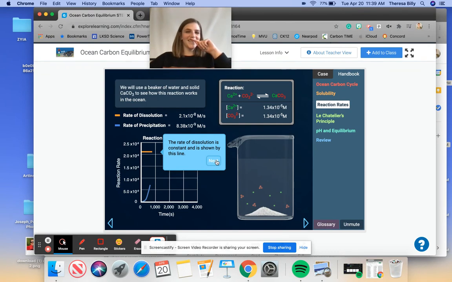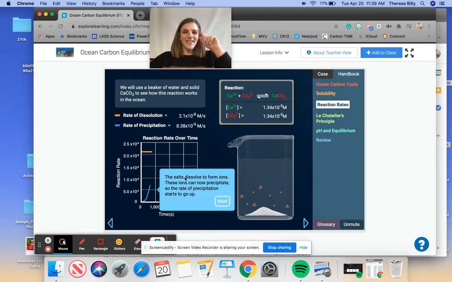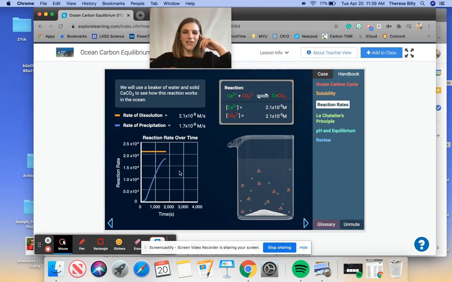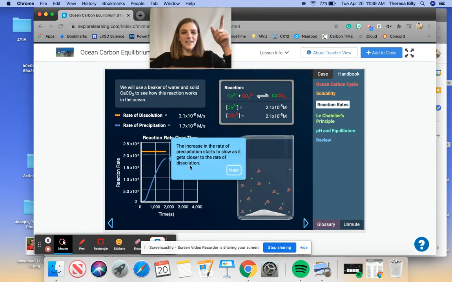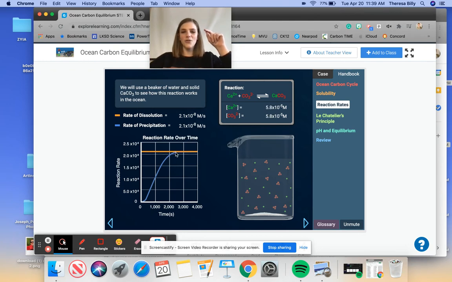Let that sink in for a second. Okay. It says the salts dissolve to form ions. Those ions can now precipitate, so the reaction rate of the precipitation starts to go up. That's like what I just mentioned. And then eventually that rate of precipitation starts to slow down as we get near and close to the rate of dissolution. Eventually those two lines are going to meet, and at that point, the rate of dissolution is the same as the rate of precipitation.